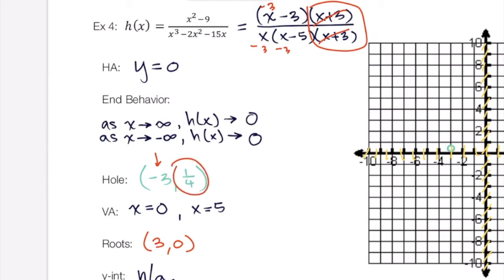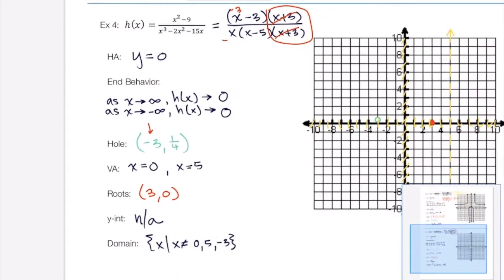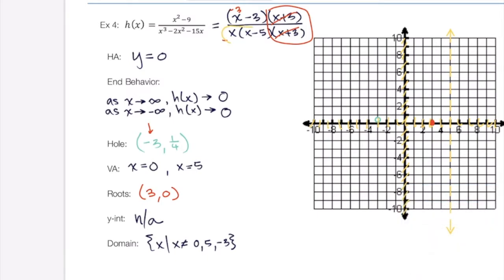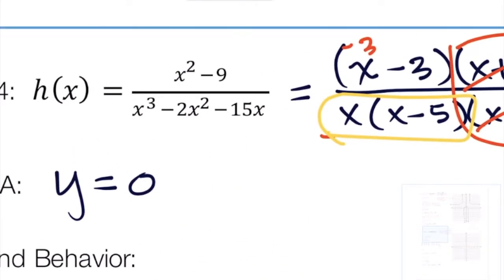We have a hole that's determined by those two factors that cancel. So our x value of our hole is -3, and then we would plug in a -3 here, and a -3 here, and a -3 here to find our y value. So our hole is at -3 and then 1/4. We have a vertical asymptote determined by the factors that don't cancel on the denominator. So a vertical asymptote at x = 0 and x = 5. We have a root determined by the factor on the top that doesn't cancel. So we have a root at 3, 0. Here, notice there's nothing on the bottom that's a constant. So we end up having an asymptote taking out a y-intercept right here. So we have basically a -9 over 0.